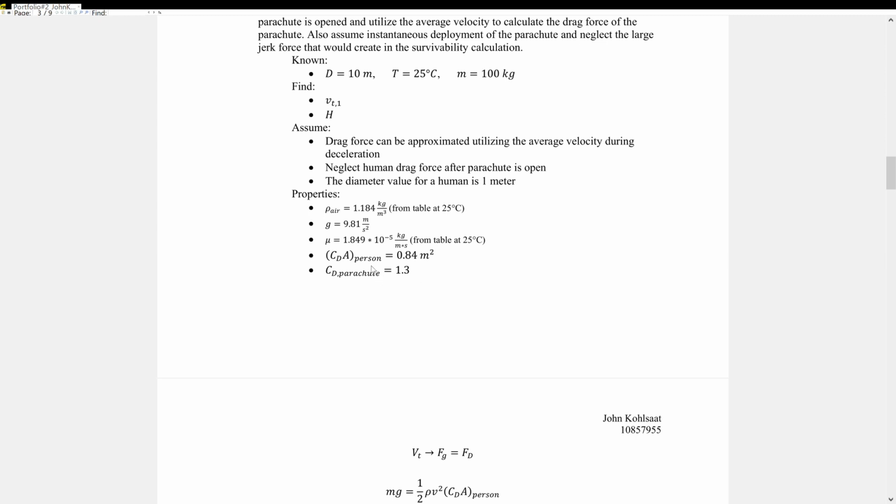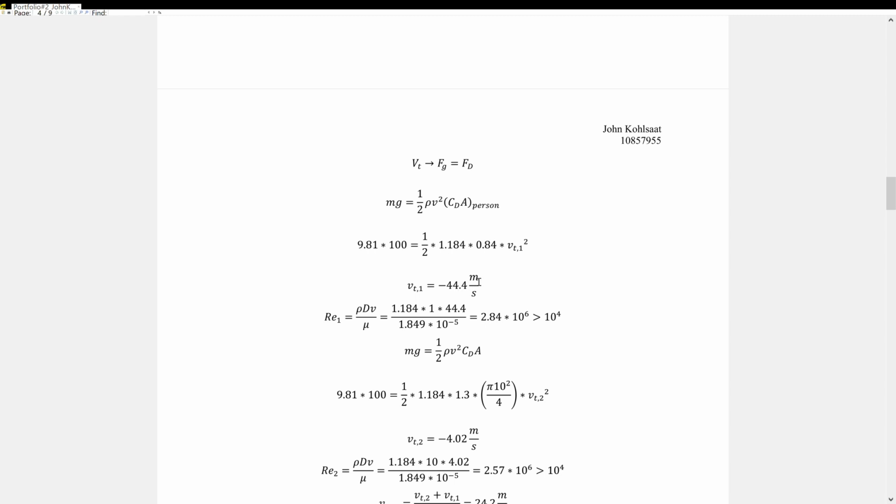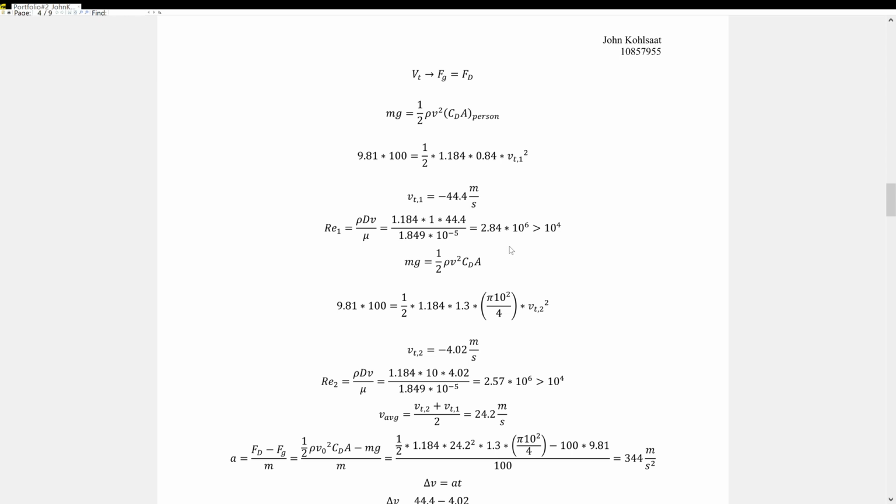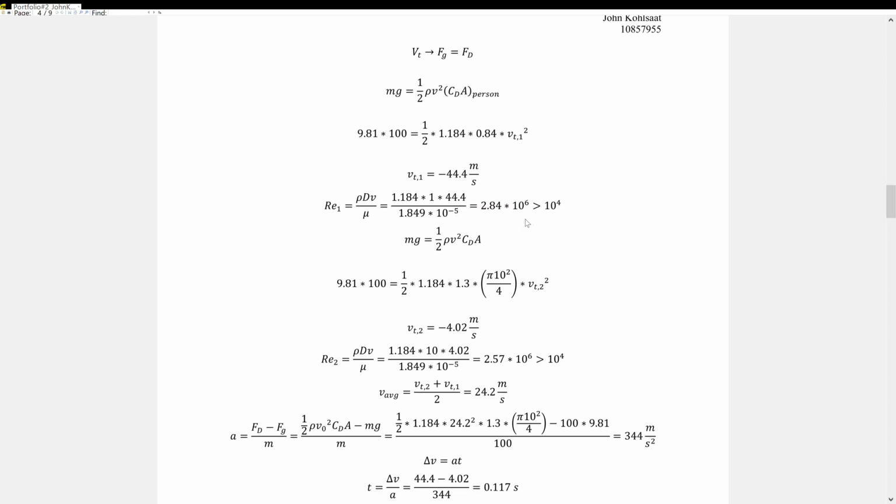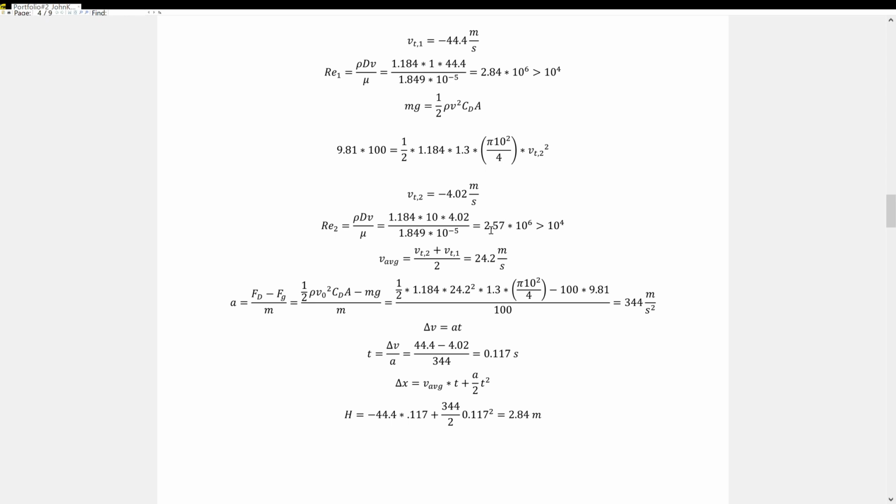Now we're given our properties, CdA, coefficient of drag. So the first thing we find is the initial terminal velocity, which we get by doing rho v squared of the coefficient of drag of a person. And we get a terminal velocity of 44.4 meters per second, which does make sense. Then we get our Reynolds value, and we confirm that it is turbulent flow. And so then we get the second terminal velocity from the same equation. We get the second terminal velocity to be 4.2 meters per second, which does make sense. That is a survivable crash velocity. And from there, we again confirm that this is turbulent.